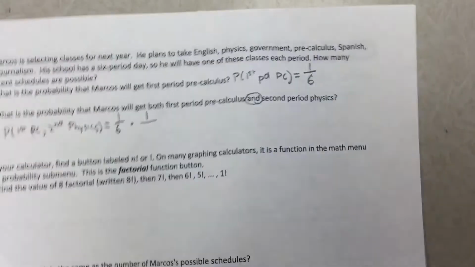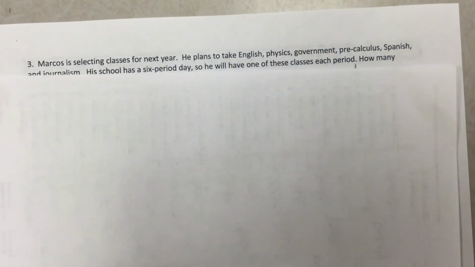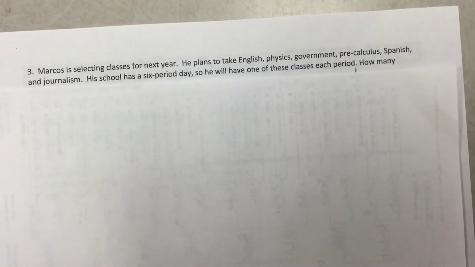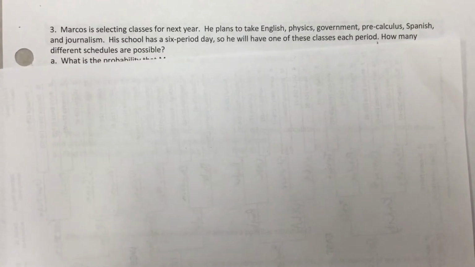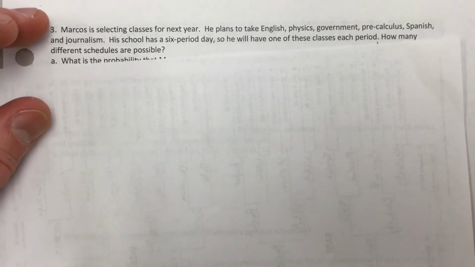All right, so if we go to the second page then, it says Marco is selecting classes for next year. He plans to take English, physics, government, pre-calc, Spanish, and journalism. His school has a 6-period day, so he will have one of these classes each period. How many different schedules are possible?